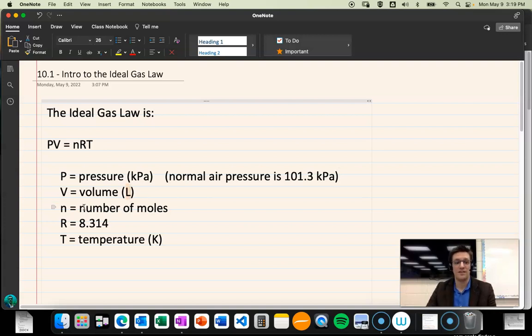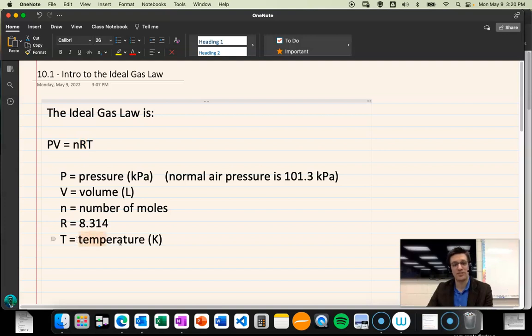Liters, number of moles. We're back to moles again. They never go away. This is how we measure how much gas, because you can't weigh a gas on a scale, right? So number of moles will give you an idea of how many gas particles there are, right? R. This is just a constant. It's called the ideal gas constant. It's 8.314. That number never changes. So get this into your notes because you're going to need that number again.